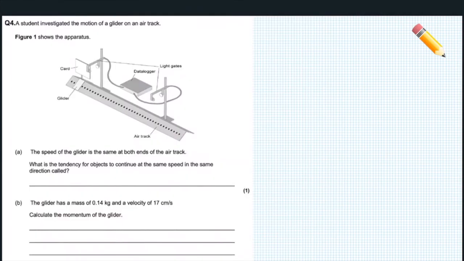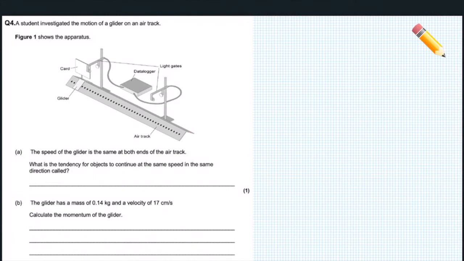So now a question about a student investigation of the motion of a glider on an air track. An air track is basically something that can make a frictionless surface. If you've ever played air hockey, it's kind of the same sort of idea. There's a metal track with lots of little holes in it, and we blow air through those holes and it creates a cushion of air that this glider can glide across and move very, very smoothly with no friction.